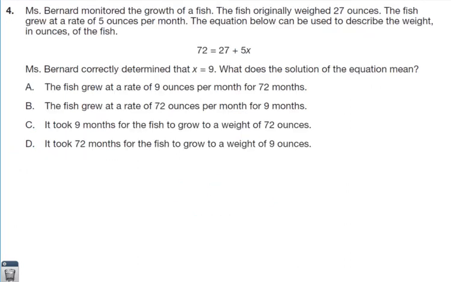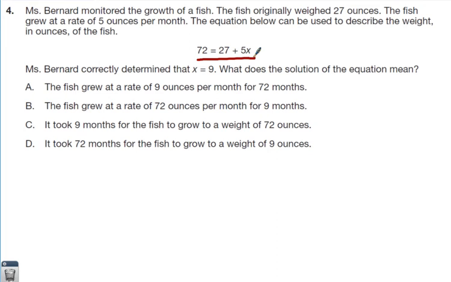Next. Number 4. Mrs. Bernard monitored the growth of a fish. So the fish originally weighed 27 ounces. The fish grew at a rate of 5 ounces per month. That's like a rate, like it's a slope. Okay, so basically they've explained this equation, and then they just gave you the equation after explaining it. It's weird how they do that. They will give 2 or 3 sentences explaining the situation, and then they just give you the equation for free, you know.